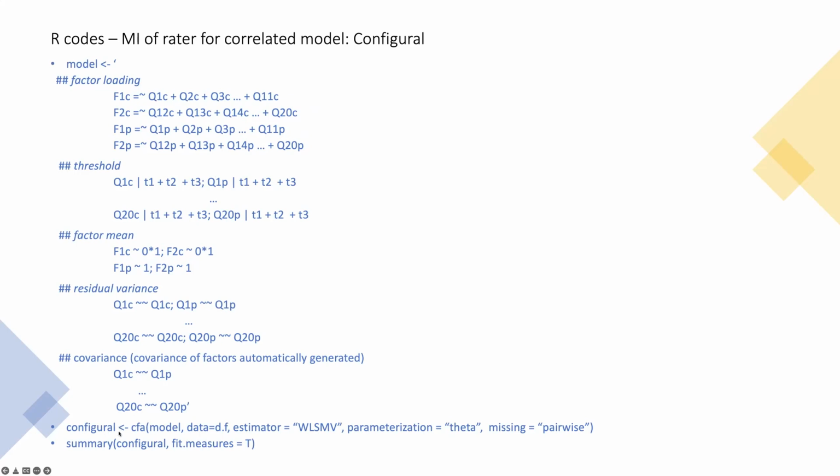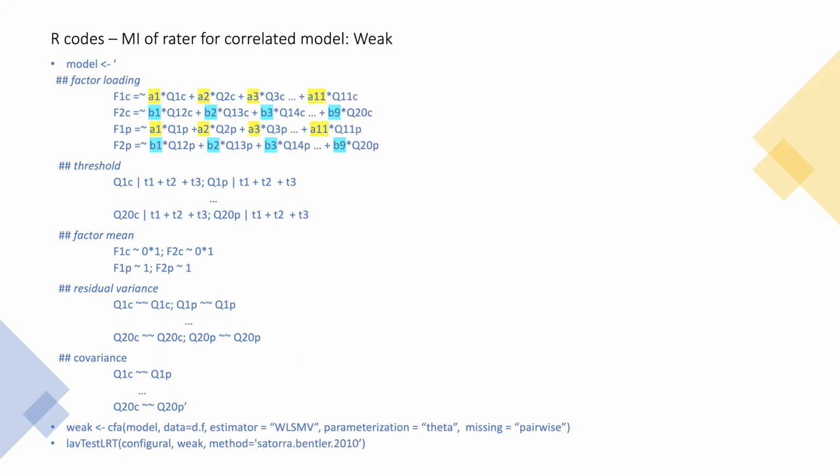And then here will be the same. You just do the CFA, your entire model, the data, estimator, parameterization, missing, and you can do a summary with fit measures. You get everything here plus the fit statistics. So this is the configural level, the most basic level. Next, when we want to do weak, we have to constrain the factor loading.